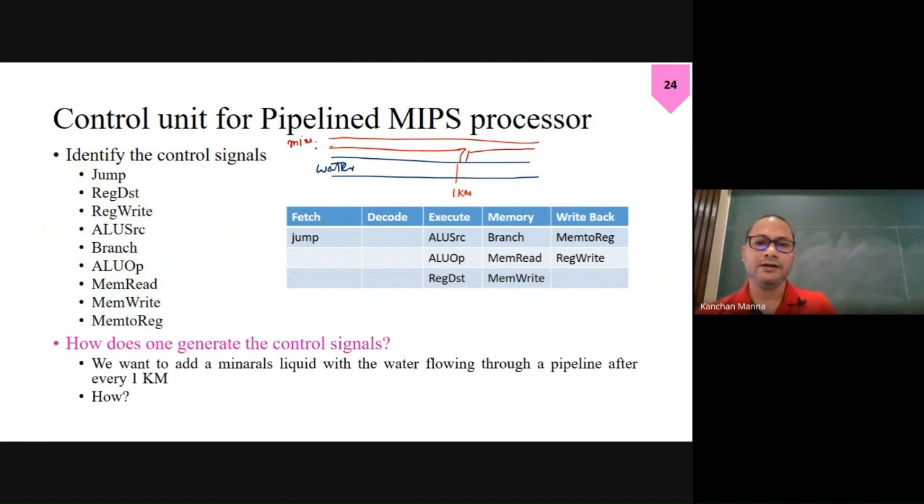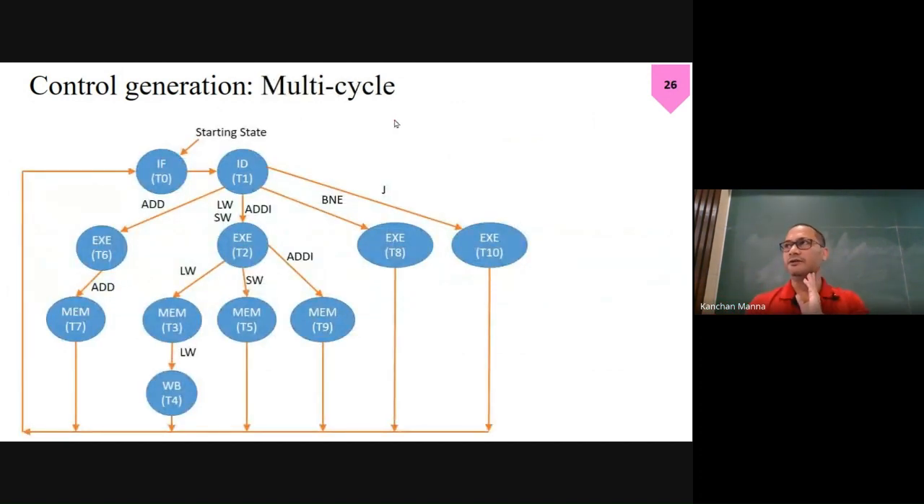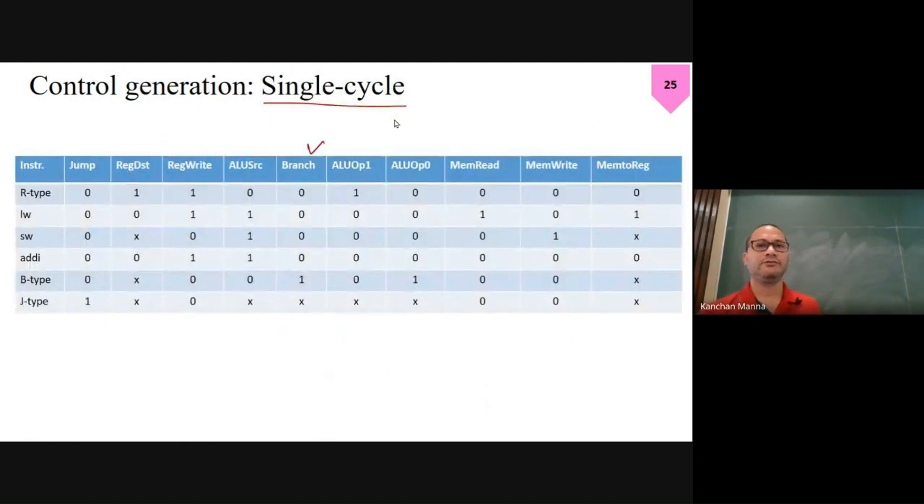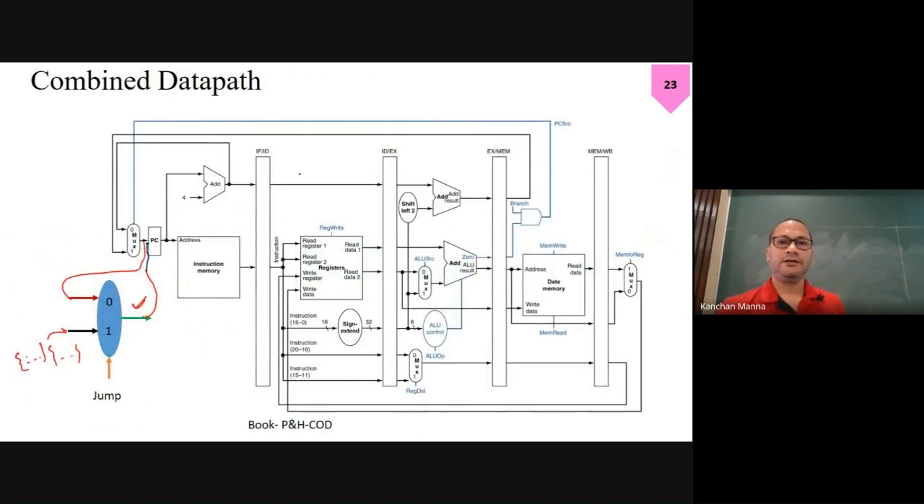Now you see, we have seen two strategies to generate the control signal. This table, if you remember, is for the single cycle one. Now this is for the multi-cycle one. Now which one would be used? So we have individual stages, right? So these are the stages.